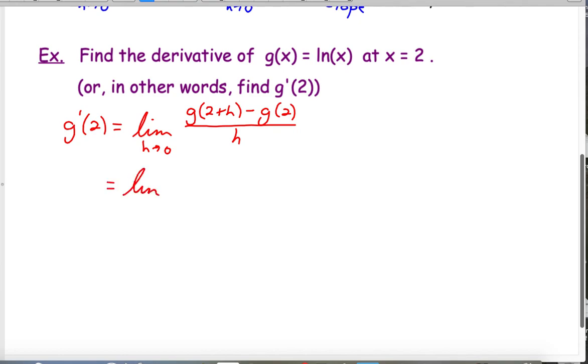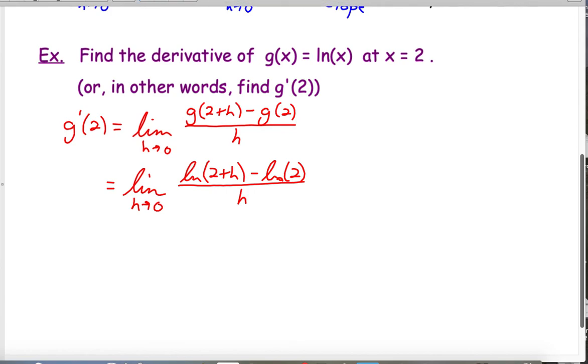And then you get the limit as h approaches 0. And I'm going to plug in 2 plus h, so it's going to be the natural log of 2 plus h minus the natural log of 2 all over h. Well, this isn't a polynomial function, so I can't manipulate it in a way that I could cancel the h's. So algebraically, we're kind of stuck. There's no way we can find this limit by doing some sort of simplifying or factoring and canceling. So then we're going to have to use our calculator.